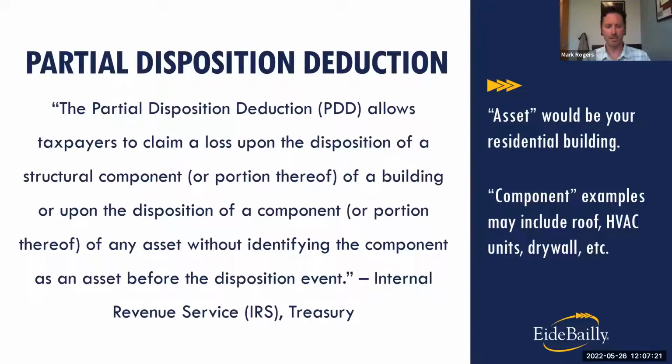Let's move on to the partial disposition deduction. Here's a definition from our friends at the IRS. The PDD allows taxpayers to claim a loss upon the disposition of a structural component of a building or upon the disposition of a component of any asset without identifying the component as an asset before the disposition event. So the partial disposition, what they're saying here is an outlet to dispose of a portion, a component like a roof, of a bigger asset, a building, when your building is renovated.